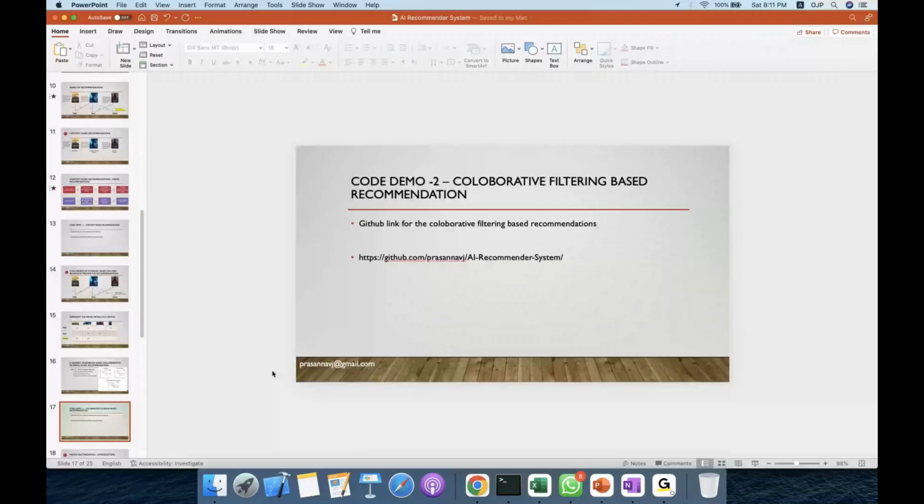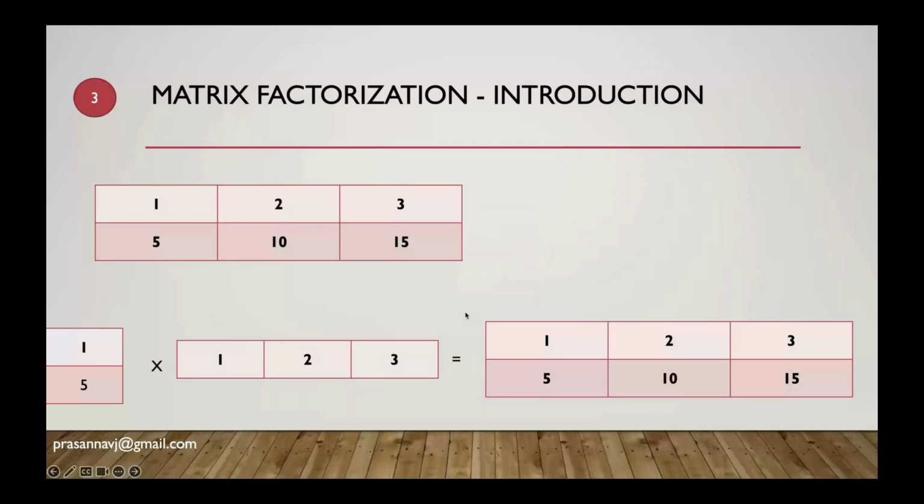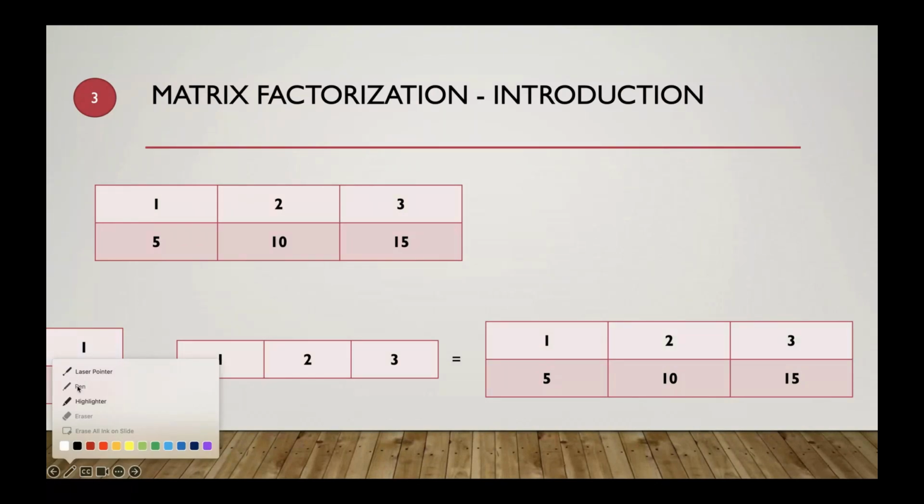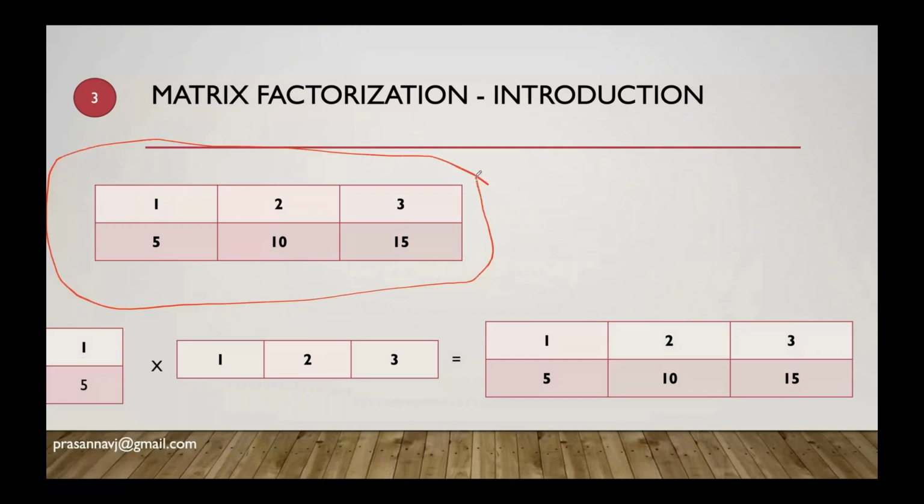So the next approach is a very interesting approach called matrix factorization. Before we get into that, let me give the basics of what is a matrix factorization. I'm sure we all have read some basic matrix from mathematics. Let's say we have a matrix like this. I have 2 rows and 3 columns. The first row has 1, 2, 3. The second row has 5, 10, 15. A matrix has something called a cross product.